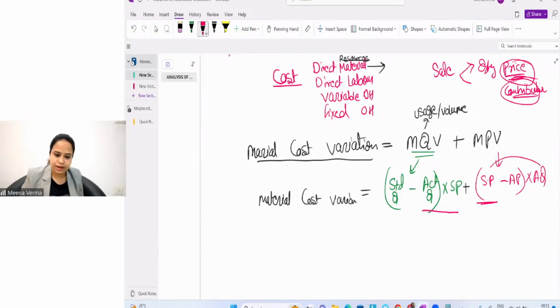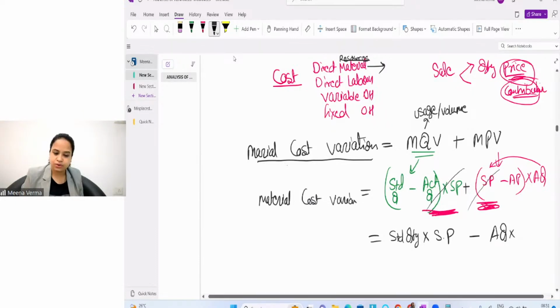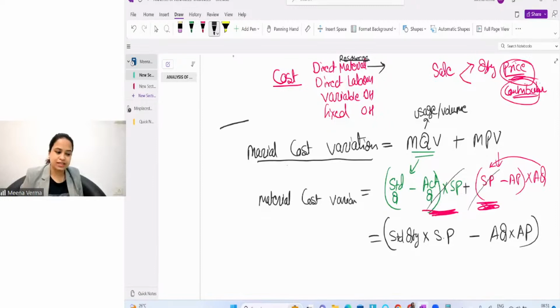this. When you multiply it here now, standard price into actual quantity. Standard price into actual quantity. So you will find that these two things are common. You can just cancel them, right? This one will cancel this one. What will you get in the case of material cost variation? Standard quantity into standard price minus actual quantity into actual price. This will give you material cost variation, right? And now you can see this is all traditional variation.